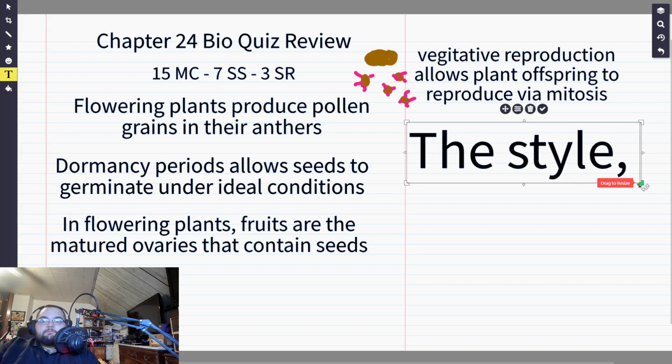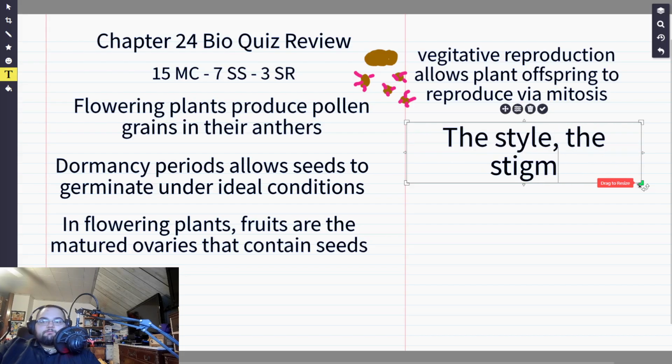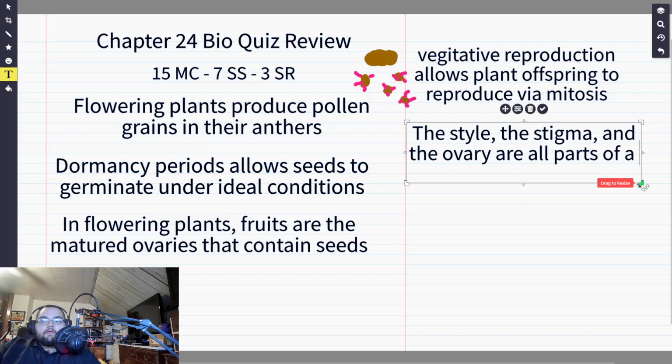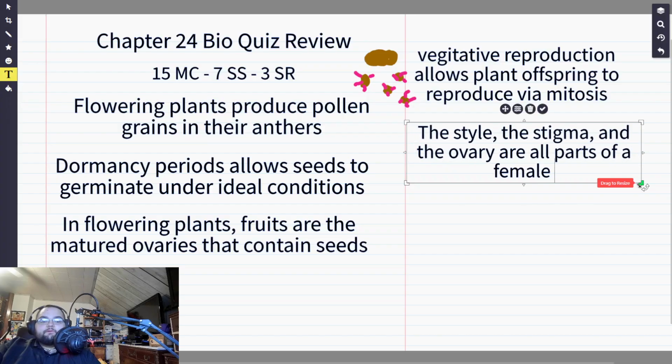The style, the stigma, and the ovary are all parts of a female flower. So the female flower has many structures. The ovary is the most obvious one. The stigma is a receptor, and the style is also part of that. Filament's not, but again, style, stigma, ovary, they are all parts of the female flower.